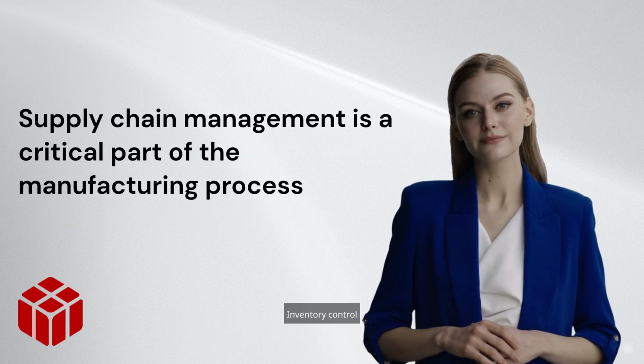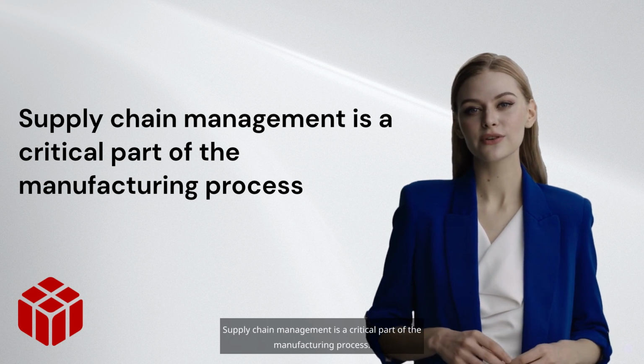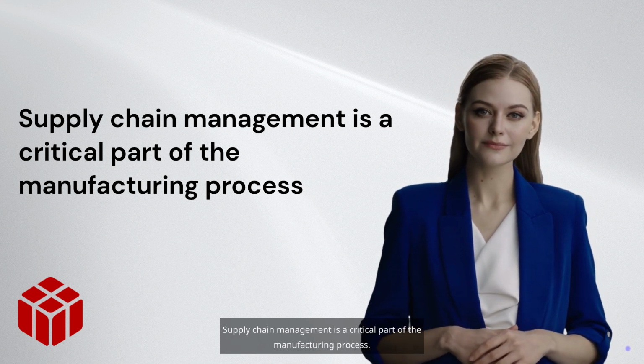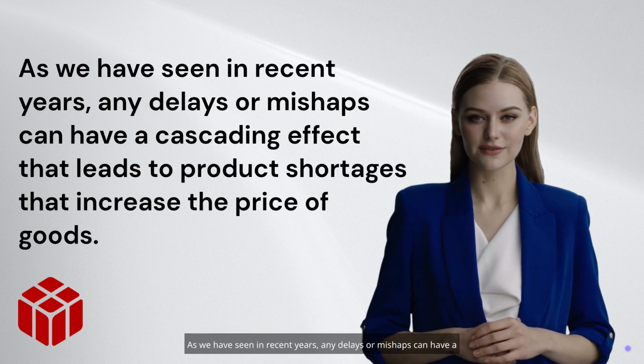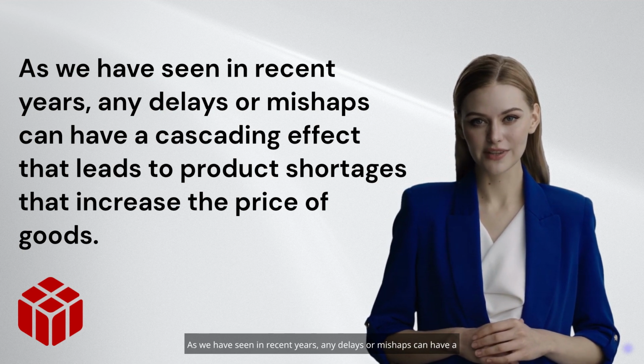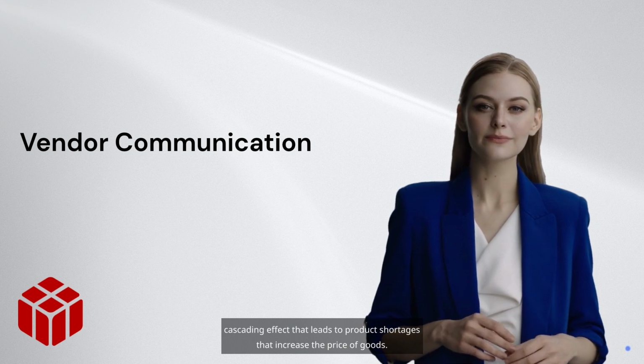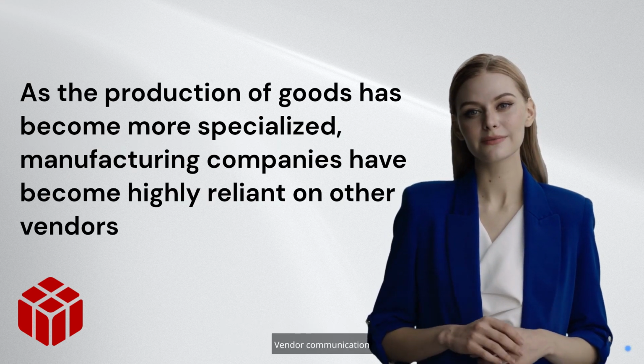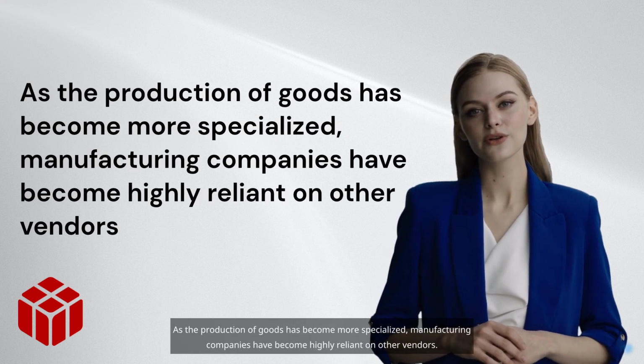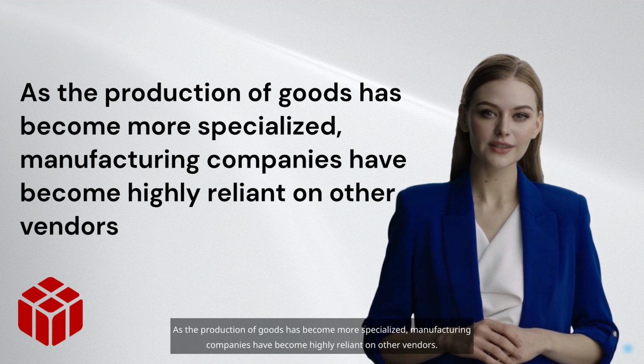Inventory control. Supply chain management is a critical part of the manufacturing process. As we have seen in recent years, any delays or mishaps can have a cascading effect that leads to product shortages that increase the price of goods. Vendor communication. As the production of goods has become more specialized, manufacturing companies have become highly reliant on other vendors.